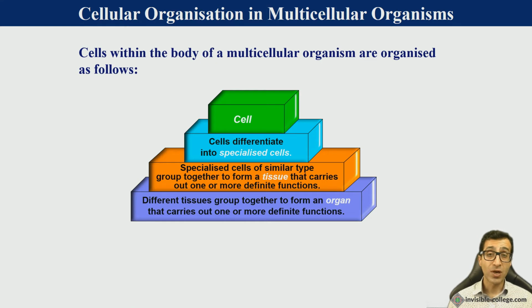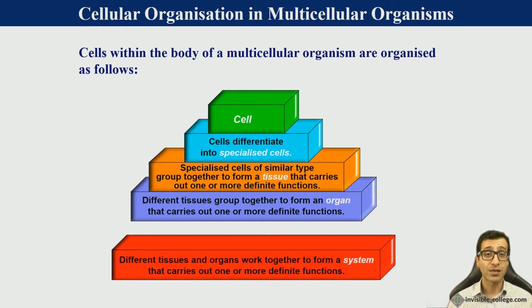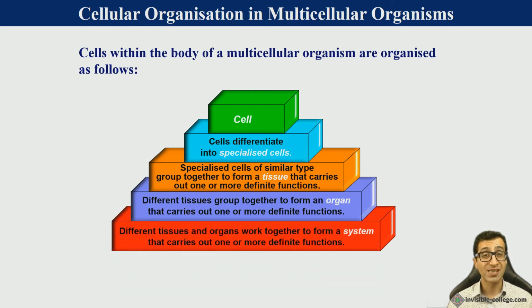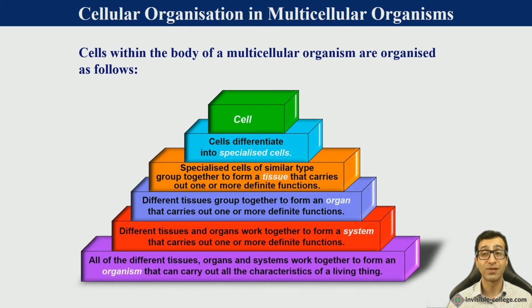So you can then organise different tissues and organs together to form an organ system which carries out one or more definite functions within the organism as a whole. But then all of the different tissues, organs and organ systems work together to form an organism which carries out all of the characteristics of living things. So these, if you like, are the levels of organisation and the definitions of some of those levels.